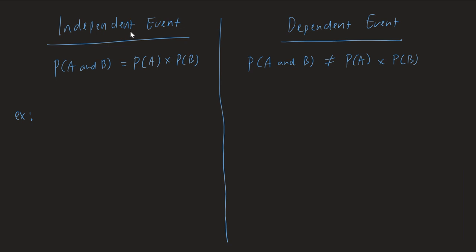Okay, you can use that formula. Actually, that formula applies for all, meaning independent and dependent? Yes, not only for dependent. So what did you write on the right? P of A and B is not equal to P of A times P of B. Yes.